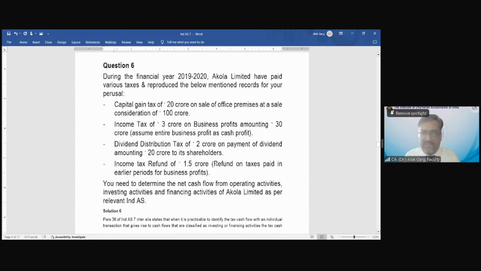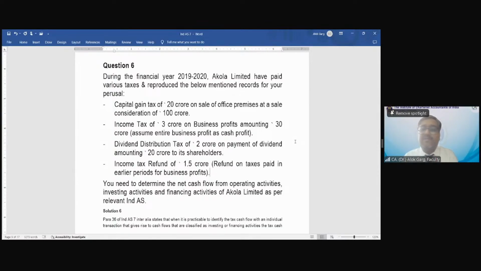Dividend distribution tax is on the payment of dividend. There is a 2 crore of DDT, dividend tax, which is on the payment of 20 crore of dividend. What is the nature of this activity? Financing activity. So dividend paid is financing activity. What is the nature of the cash profit? This business profit, operating activity. This sale of office, investing activity, right? So sale of office, investing activity, business profit, operating activity, dividend paid, financing activity.